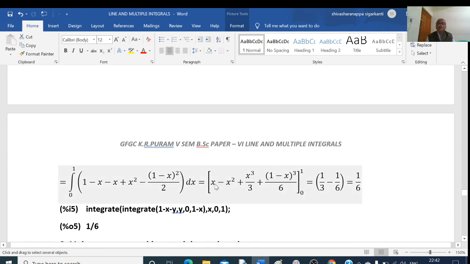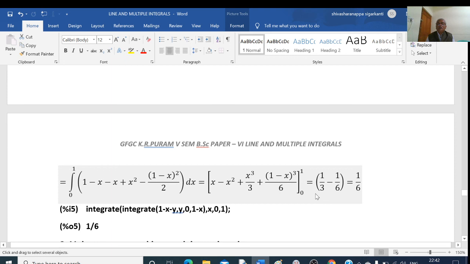Substituting the limits here. First I will put the upper limit. 1 minus 1, 0, plus this is our 1 by 3, plus this becomes 0 because I am putting x equal to 1 here. 1 minus 1 is 0. So what I am getting here is 1 by 3. This is the upper limit value.